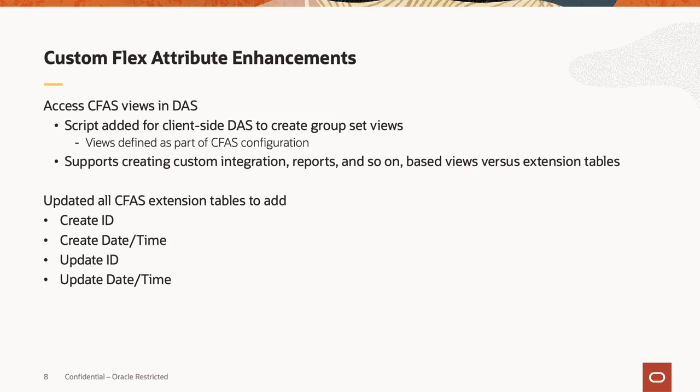There were also some updates in merchandising for flex attributes. First was related to CFAS views usage in the data access schema when creating custom flex attributes in merchandising. Part of the definition is to indicate the name of a view at the group set level and to add column names for that view at the attribute level. This makes it easier to build reports and query the flex attributes.